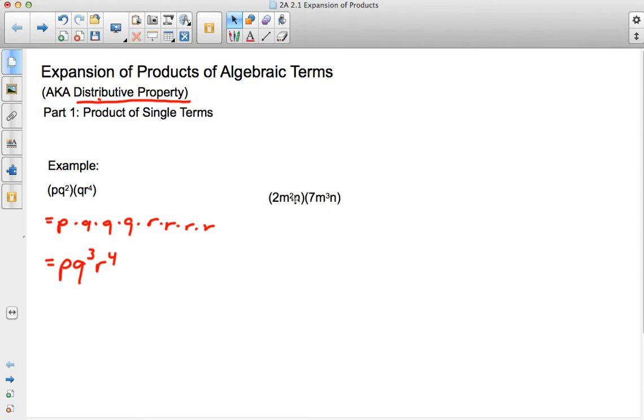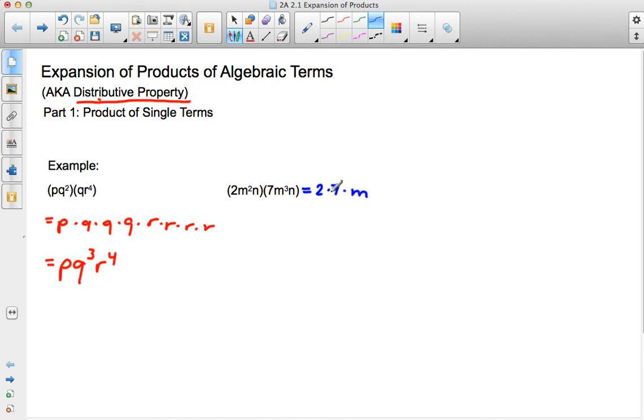So we have 2m to the second n times 7m to the third n. I'm going to go ahead and get started here. First I'm going to deal with my coefficients. So that means I have 2 times 7 times m times m. I like to put my coefficients in the front because it makes things easy. And then times, so I have those two m's, times m times m times m, m times m times m, times n times n.